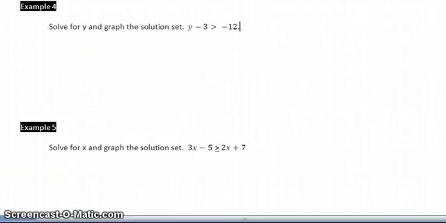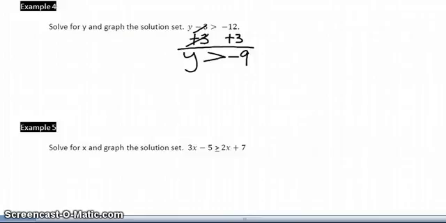Let's look at an example. Solve for y and graph the solution set. y minus 3 is greater than negative 12. So I still need to have my variable isolated on one side. I'm going to add 3 to both sides, so my y stands alone. Negative 3 plus 3 drops out. I leave my inequality the same, and negative 12 plus 3 is negative 9.